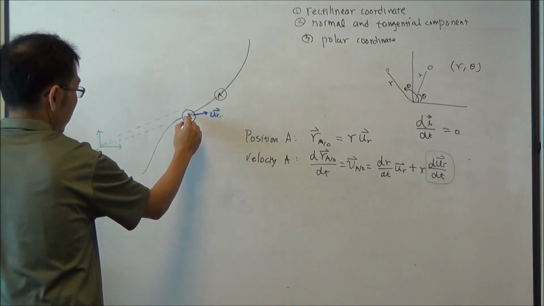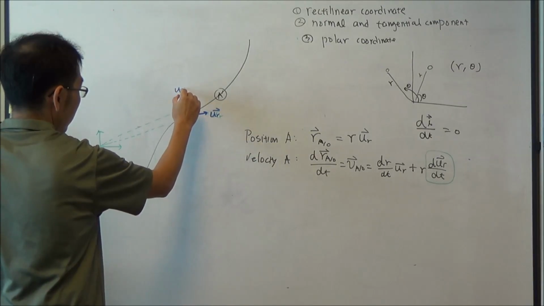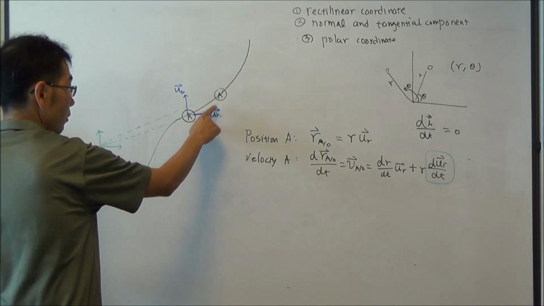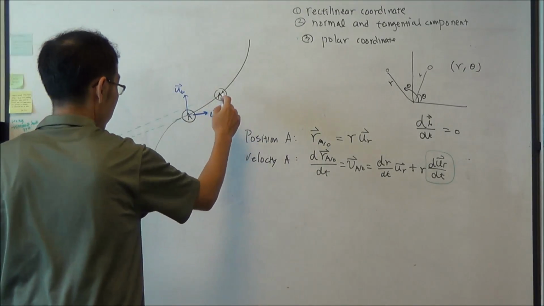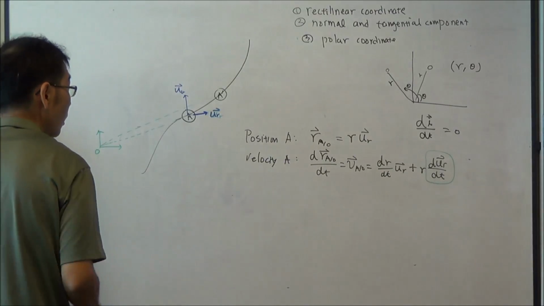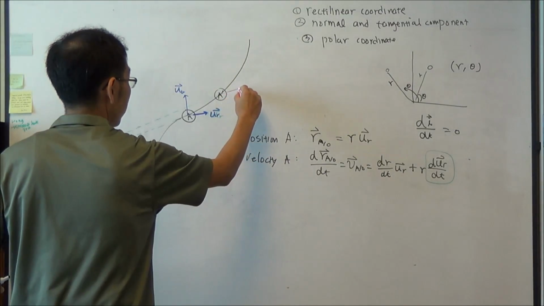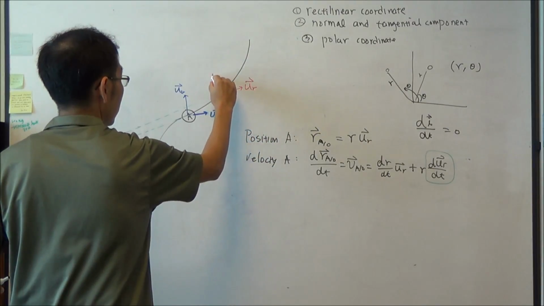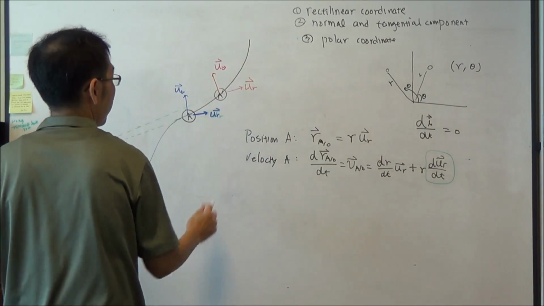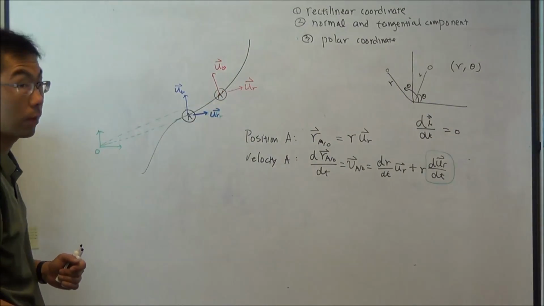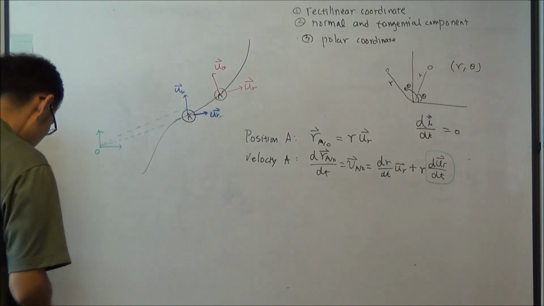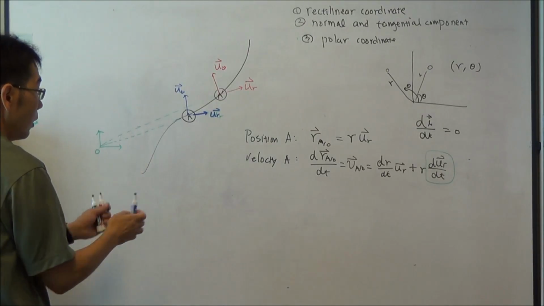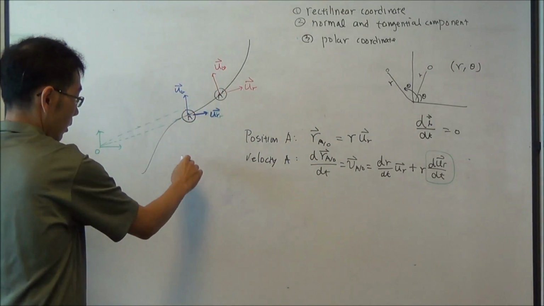And then my perpendicular one is u theta at this time. And then after the particle moves a little bit, then this is my UR direction, and perpendicular to UR is u theta. Okay, I just use two different color codes. Then let's try to align these two vectors here.